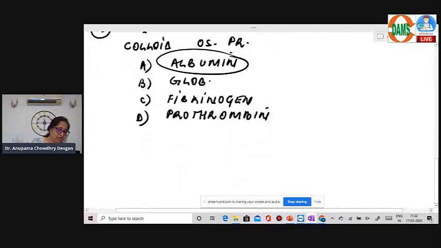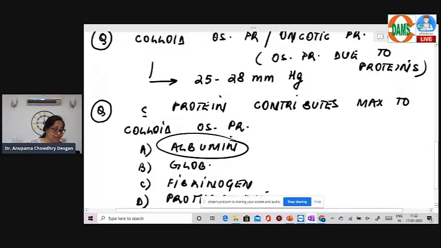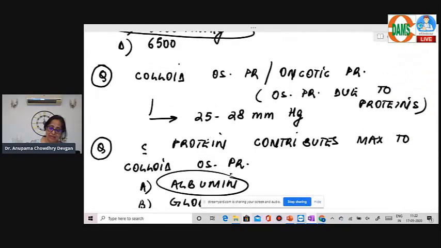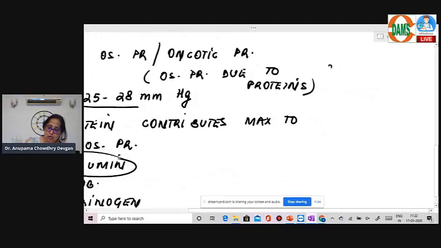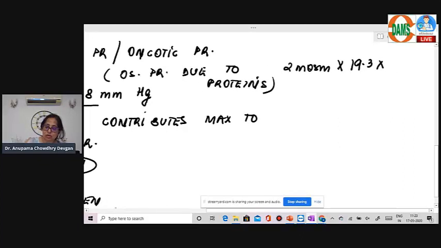So here is another question. Pranisha, very good point. You said, why is it 25 to 28? Why not 38.6? Because the third factor, which you have not taken into consideration, Pranisha, is the osmotic coefficient. What is the colloid osmotic pressure? 2 milliosmoles into 19.3 into an osmotic coefficient for proteins, which is given as 0.7. Some books say 0.8, some say 0.7.